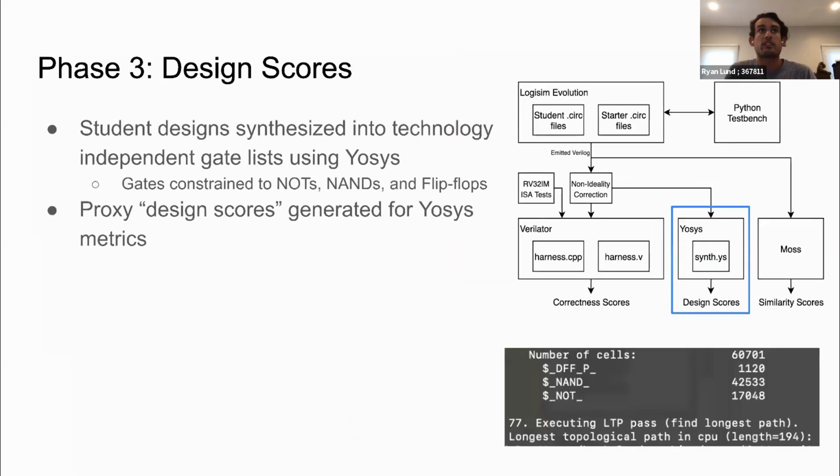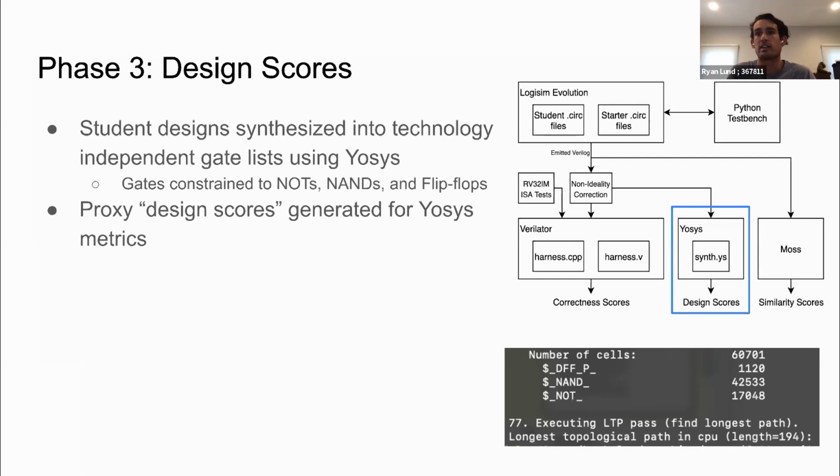The next phase is design scores. So this is like our synthesis metrics component. We take a student's design, we pass it through a simple Yosys run, and we can generate a technology-independent gate list. For ease of comparability, we just restrict the type of gates to be NOTs, NANDs, and flip-flops, so three basic gates. And then we can generate some proxy design scores.